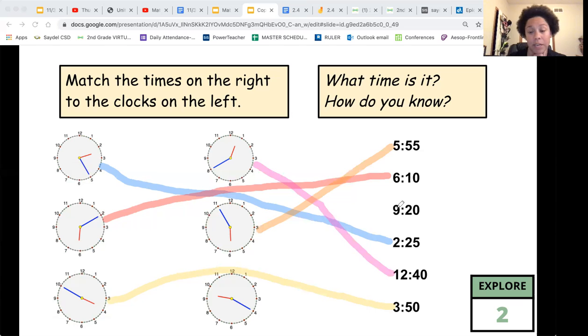And then process of elimination would give us 9:20, but let's just figure it out to make sure we know that for sure. So this one, hour hand is between 9 and 10, so that means it's 9. Okay, that's a good signal here. And the minute hand, it's at the 4. So I know this is 15 and 5 more would be 20. Oh yeah, that totally matches. 9:20. So see how I did that? I use a different color to match the time on the right to the clock on the left.